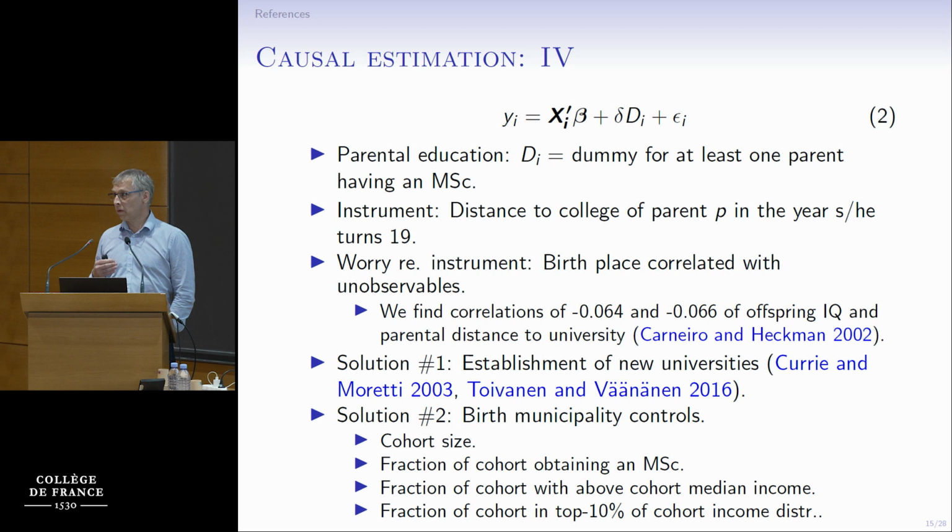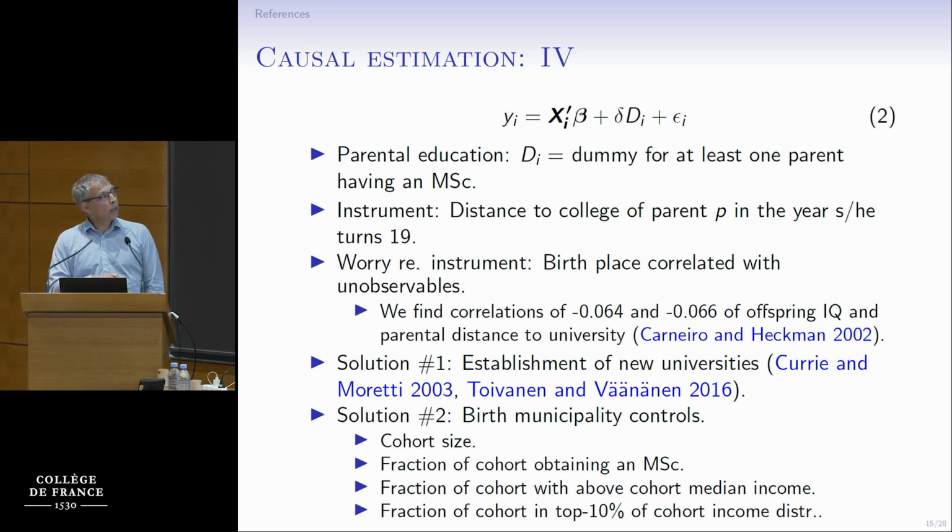The second thing we do is we come up with controls for what the birth municipality of a given parent looks like, to further clean out correlation between our instrument and epsilon i. And so what do we have here? We have the cohort size, so how many kids were born in that municipality in that year.